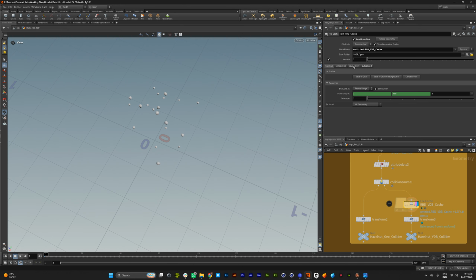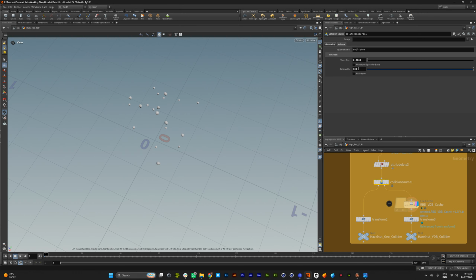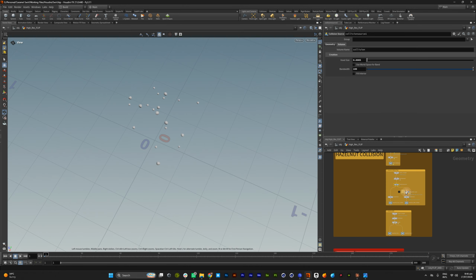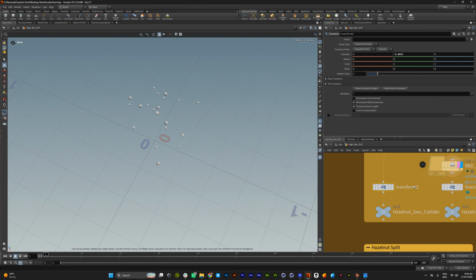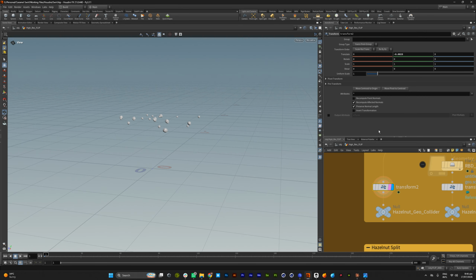One thing that I had to do was, on the collision source, I had to increase my bandwidth by quite a lot. I feel like this number by default is at 4, so I increased this to 100 because my collisions were not being read well. So the only way I could solve it was by increasing this bandwidth aggressively. And this transform node I added on my collision source just to try and alter the height of these hazelnuts a little bit.